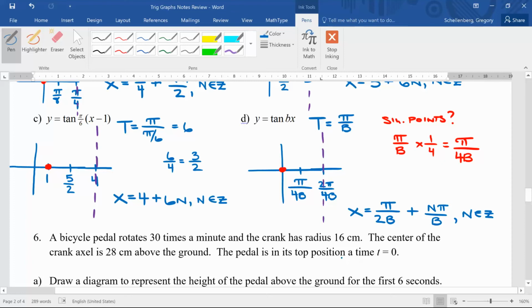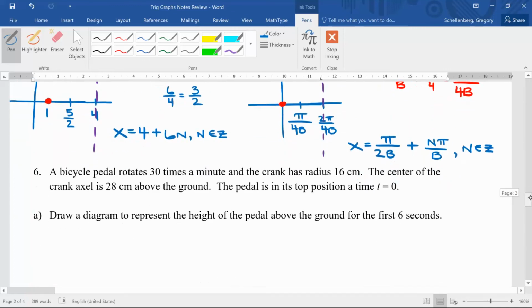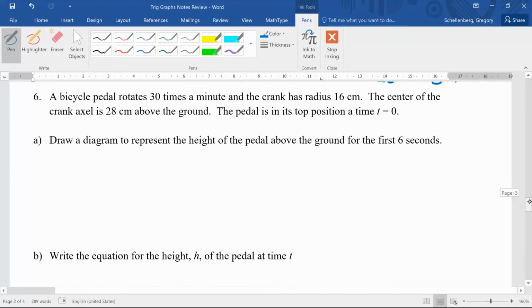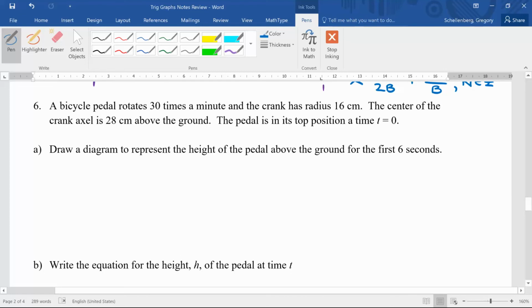All right. So moving on to a couple of word problems. And as we go through this, let's talk about some of the important information that's given to us. So a bicycle pedal rotates 30 times per minute. Okay, so we have 30 periods in 1 minute. What's the time for 1 period? That's 2 seconds. So t, or our period in this case, is going to be 2 seconds.